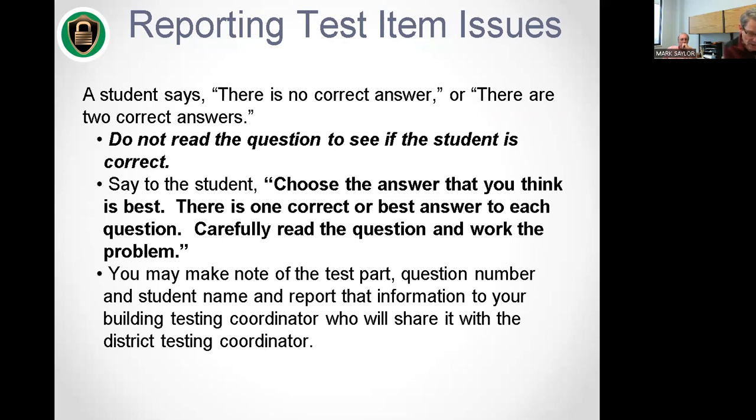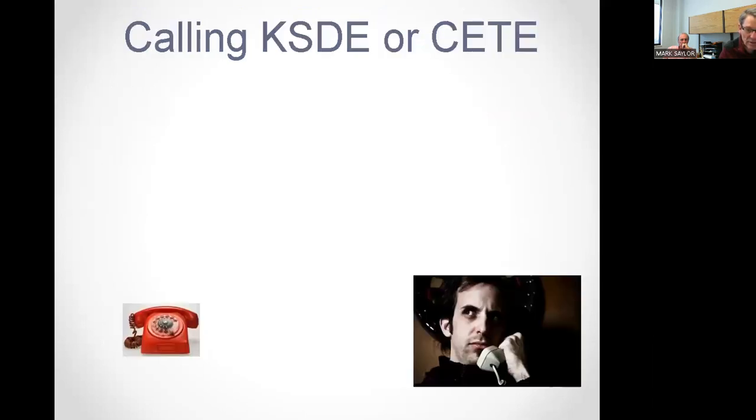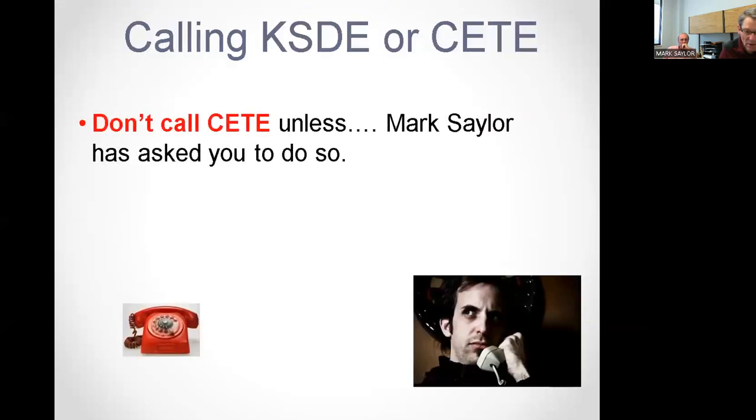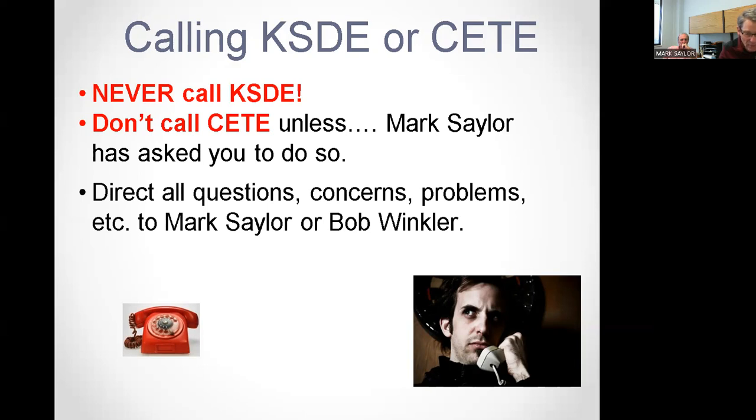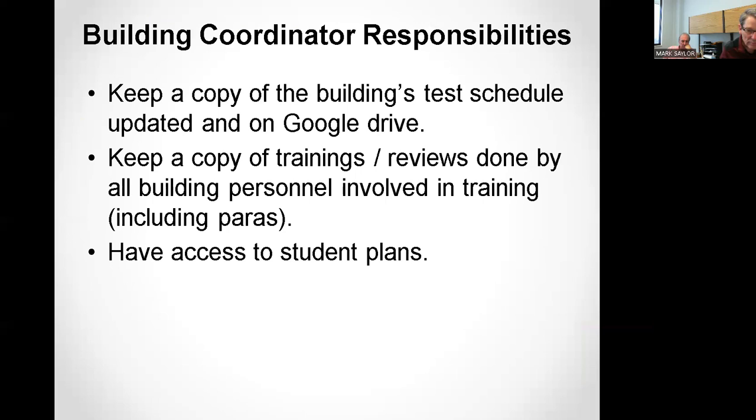You can take note of the test part, question number, and student name, and report that to your building test coordinator, who will share it with the district testing coordinator. Don't call CETE unless Mark Saylor has asked you to do so. If you have any questions, direct them to either myself or to Mark Saylor.